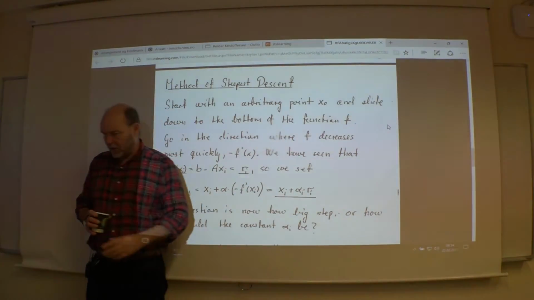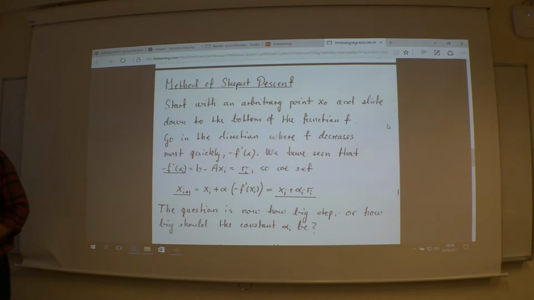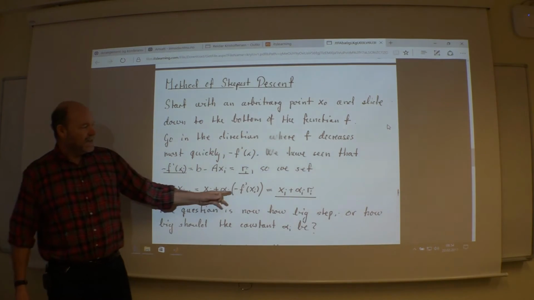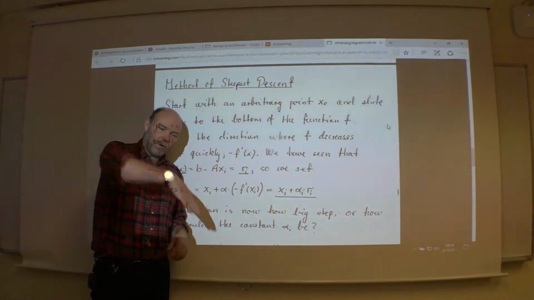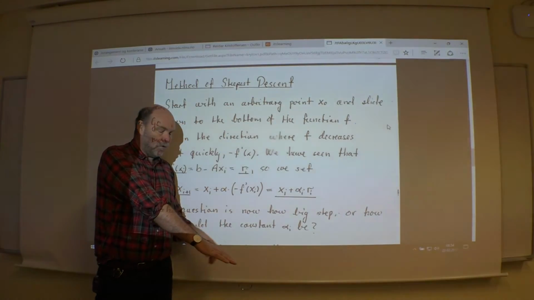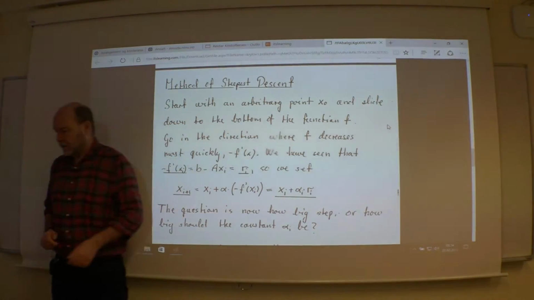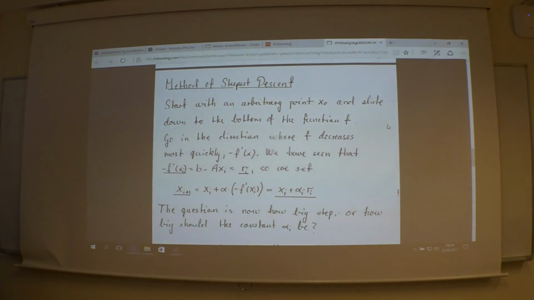So the alpha has to be calculated until the derivative in this new direction we are going in is 0. Then you know you are going from going down to starting to go up again. So you calculate alpha this way.